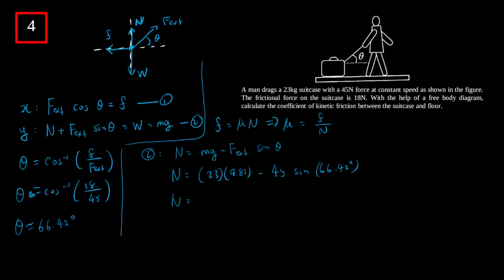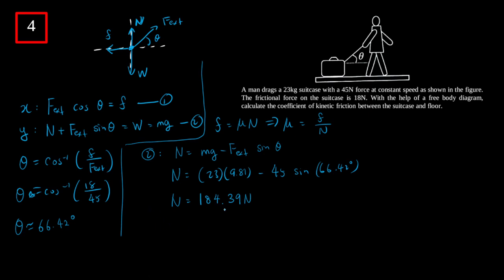Let's key that into our calculator. So 23 times 9.81 minus 45 sine 66.42 degrees. That gives us a value of 184.39 Newton.